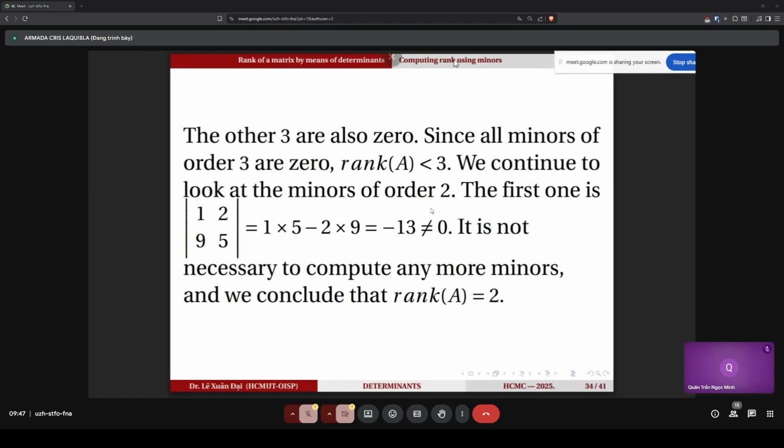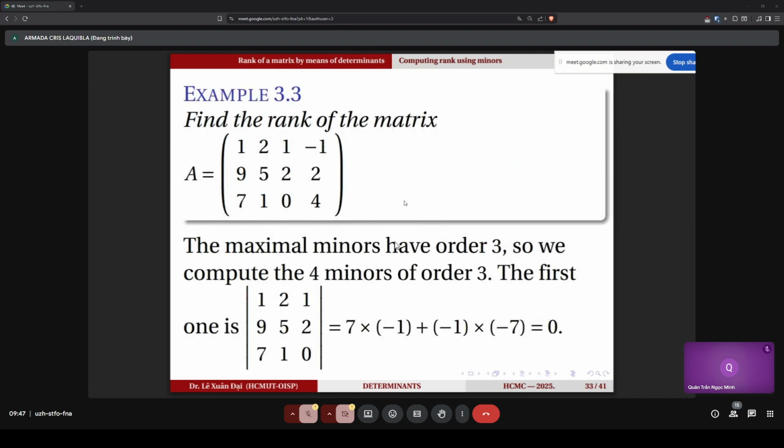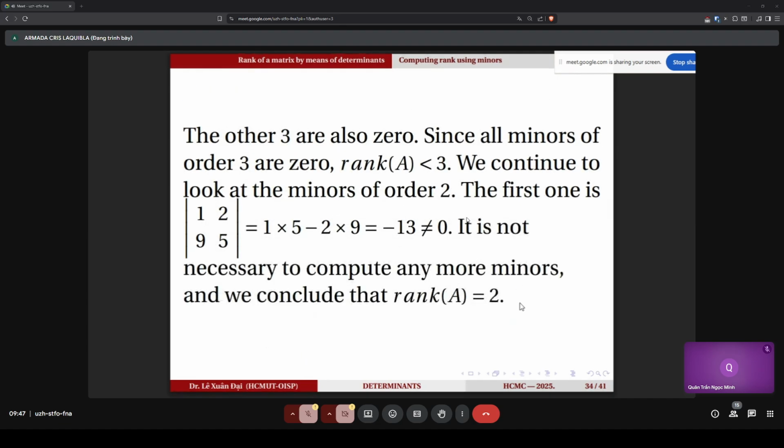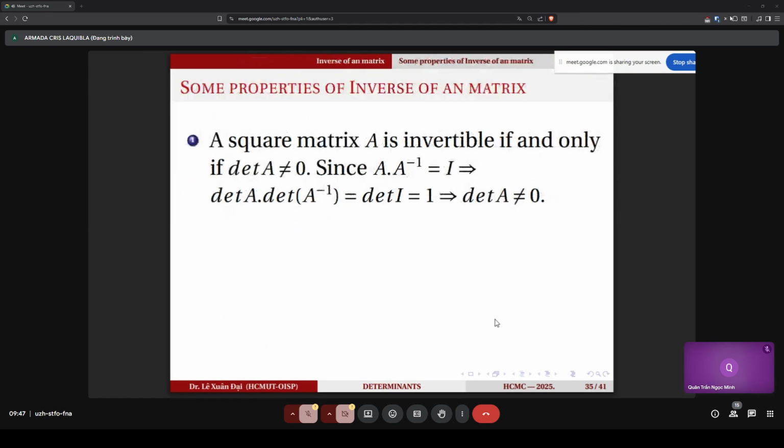Because order 2 is now the maximal. It is the maximal minor, of order 2. And that's it. The rank of A is equal to 2.